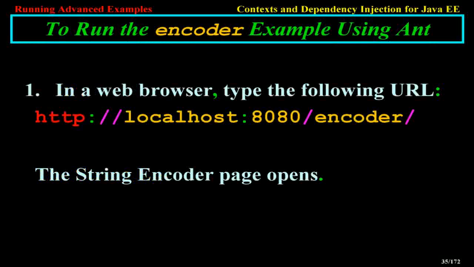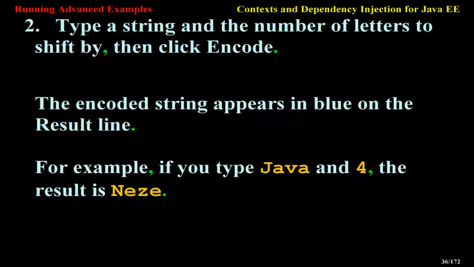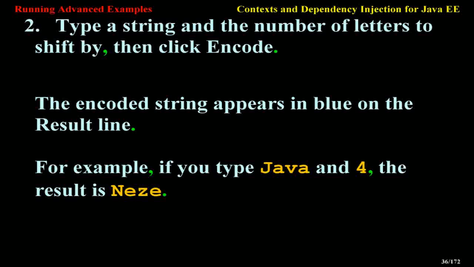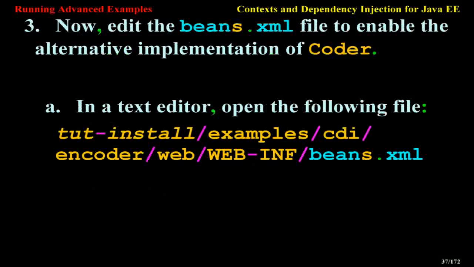In the web browser, type the following URL: http://localhost:8080/encoder. The string encoder page opens. Type a string and the number of letters to shift by, then click encode. The encoded string appears in blue on the result line. For example, if you type Java and 4, the result is NES. Now, edit the beans.xml file to enable the alternative implementation of coder.